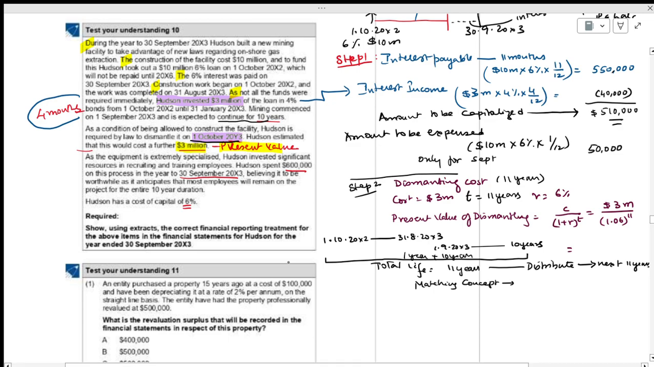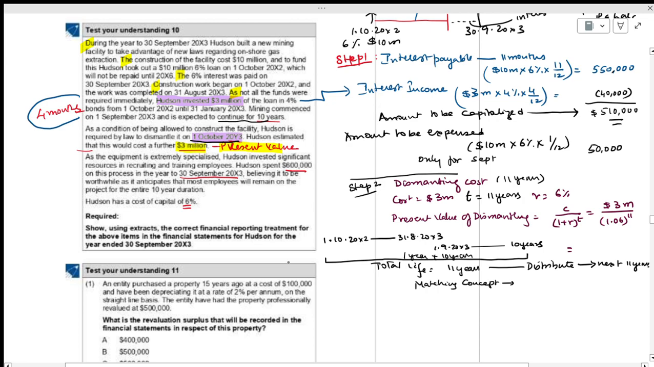Is it clear to you? If not, let me know. Is it clear to you? Yes or no? I can understand where you need more explanation, where you need less explanation. Yes or no? Until here, it's all right.